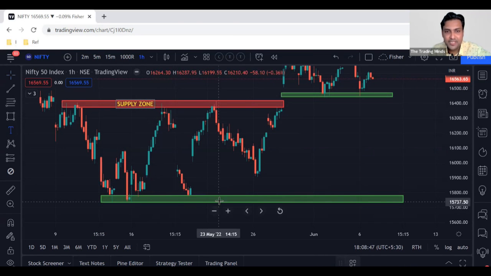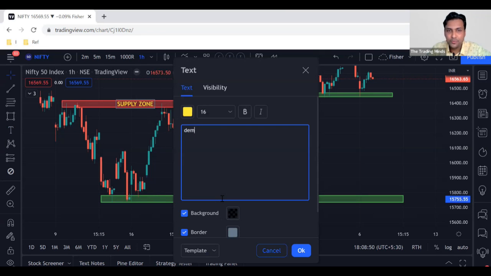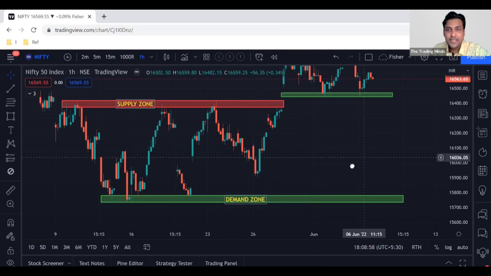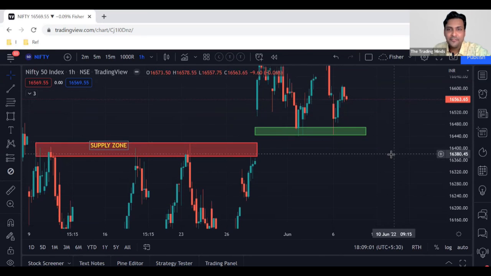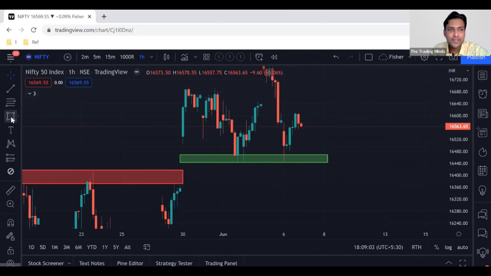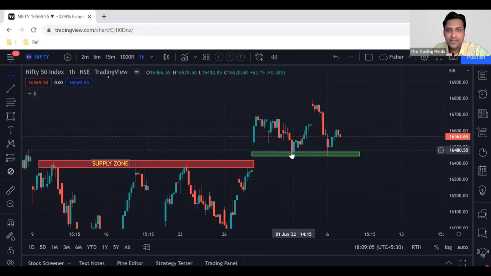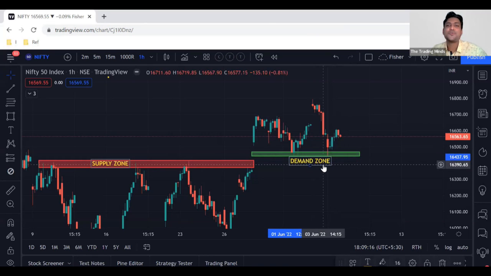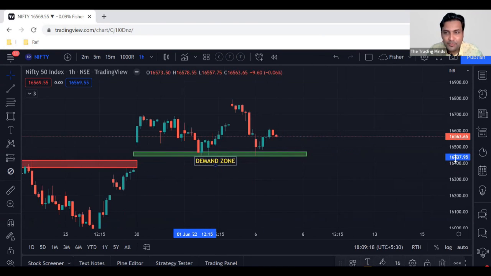Similarly, this is my demand zone. At the demand zone, what do you have to do? You should look for buying, correct. So you should always look for buying at the demand zone. Similarly, here again, I see the market falling down and there's a demand in this area. So I draw the demand zone here and type demand zone. This is the demand zone which I marked already.